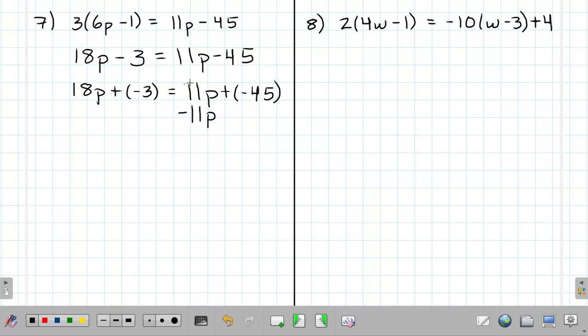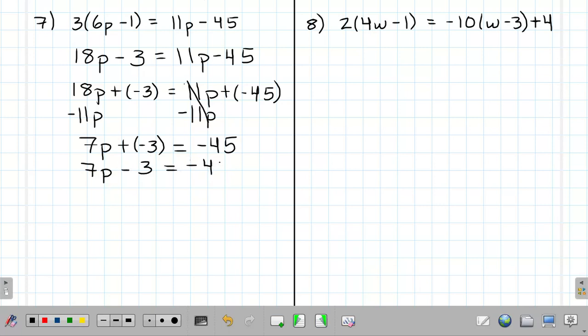But I'm just going to keep doing the same thing I've been doing. I want to get rid of the 11p on this side. That means I have to get rid of 11p on this side too. So those go away. So what's left is negative 45 on the right. 18p minus 11p gives me 7p. We still have the plus negative 3 there. And technically from here, you'd probably be able to solve that equation, but I am going to take it one extra step here. Since I have plus a negative, I'm just going to rewrite that as 7p minus 3.